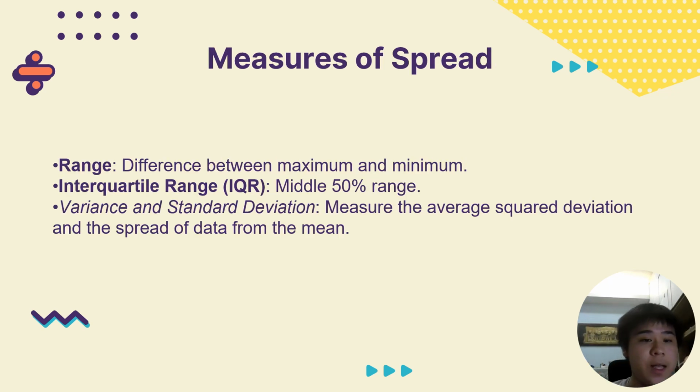Now the measures of spread. The range is the difference between the maximum and minimum, so you subtract the minimum from the maximum and you get the range. The interquartile range is the middle 50%, which means 50% of the data lies within the interquartile range. The variance and standard deviation measure the average squared deviation, how spread out the data is from the mean.